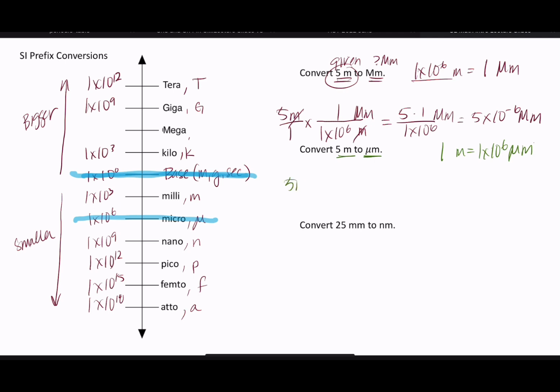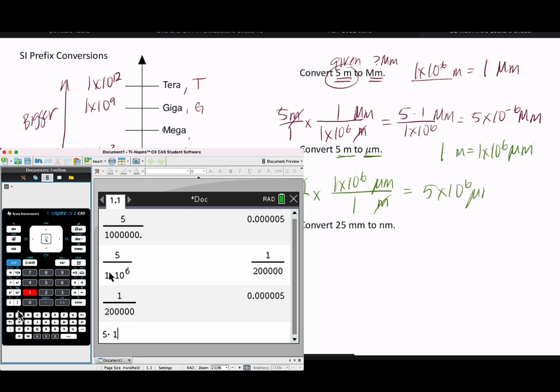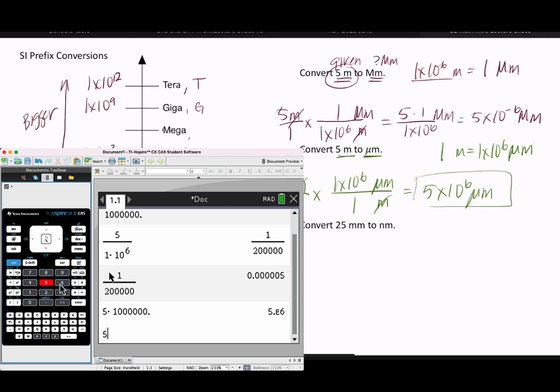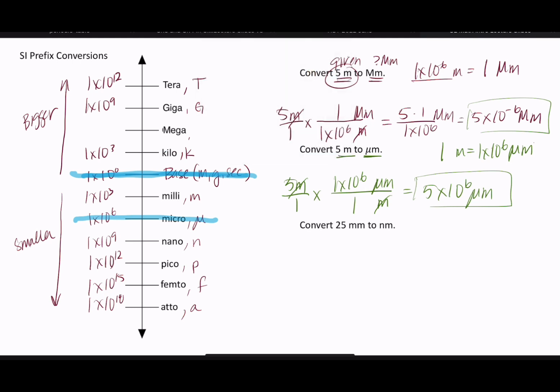So I'm going to take my 5 meters, and again, I know meters down here, micrometers up here. And I'm going to fill it in. The 1 goes with the meter. 1 times 10 to the 6th goes up here. Meters cancel, and I end up with 5 times 10 to the 6th micrometers as my final answer. Yes? All right. Finally, we have our last problem that says we're going to convert 25 millimeters to nanometers.